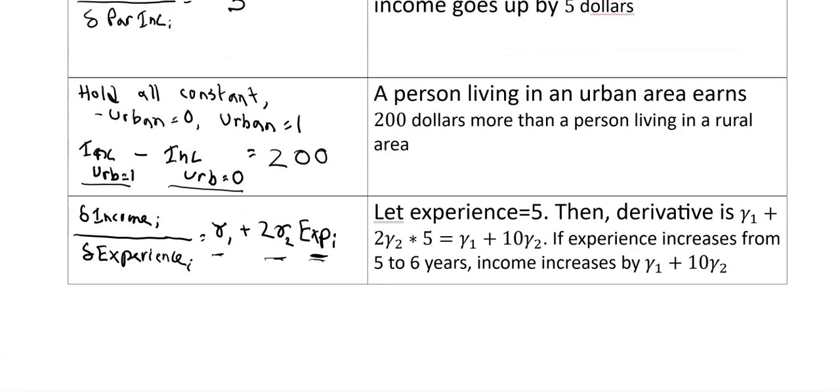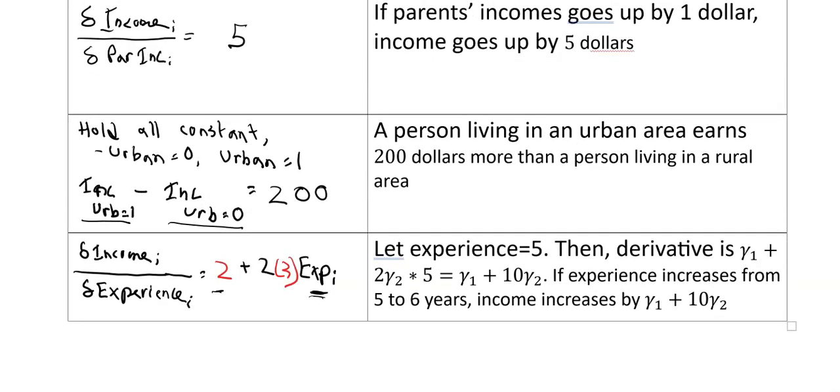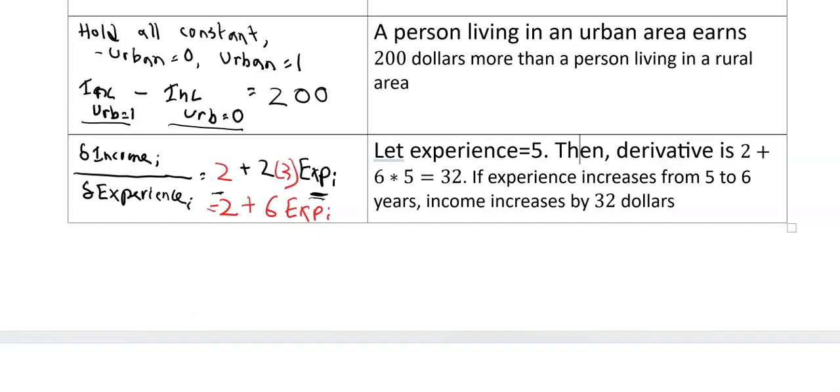So if that's the case, then the coefficients are in red, so 2 plus 2 times 3 experience, which equals 2 plus 6 experience. So now if I say experience is 5, and my derivative is that, then at 5, the impact of experience on income is 32. So if my experience goes up from 5 to 6 years, income will go up by $32. Now this seems easier.